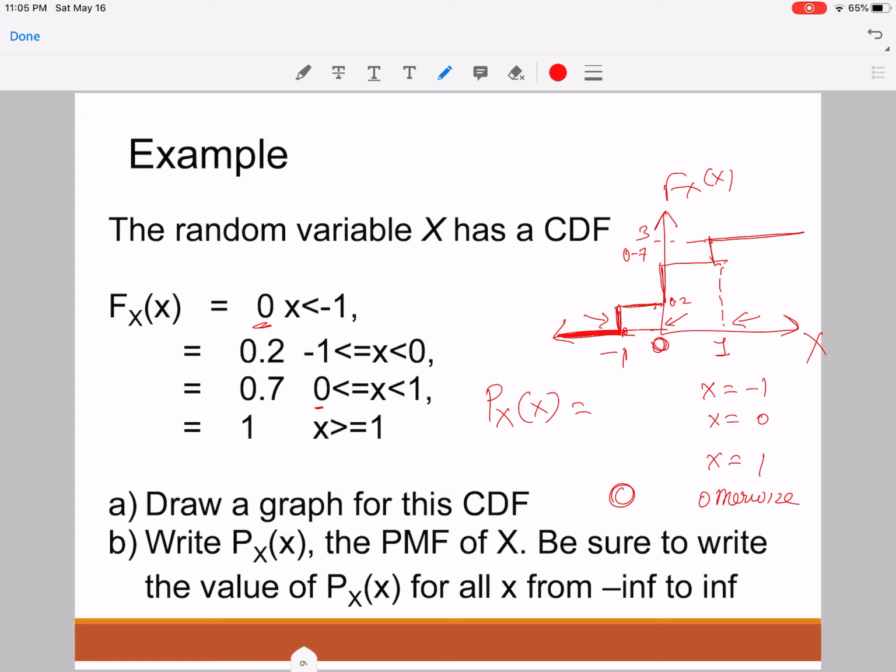To find probabilities of these discontinuities, I need to just look into the CDF and find out by how much the CDF is jumping. For example, at x equal to -1, the CDF is jumping by an amount which is equal to 0.2. So the probability of -1 is equal to 0.2. At 0, the amount of jump in the CDF is 0.5, so the probability that x is equal to 0 is 0.5. The amount of jump at x equal to 1 is 0.3, so the probability that x is equal to 1 is 0.3. So that's the probability mass function that I have derived using a CDF.